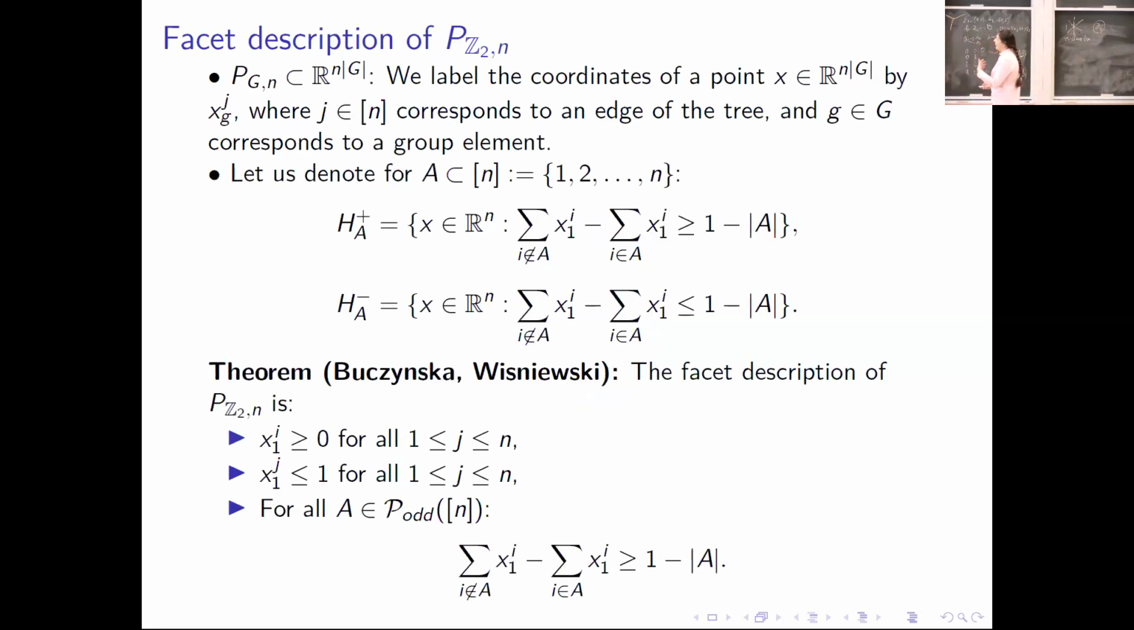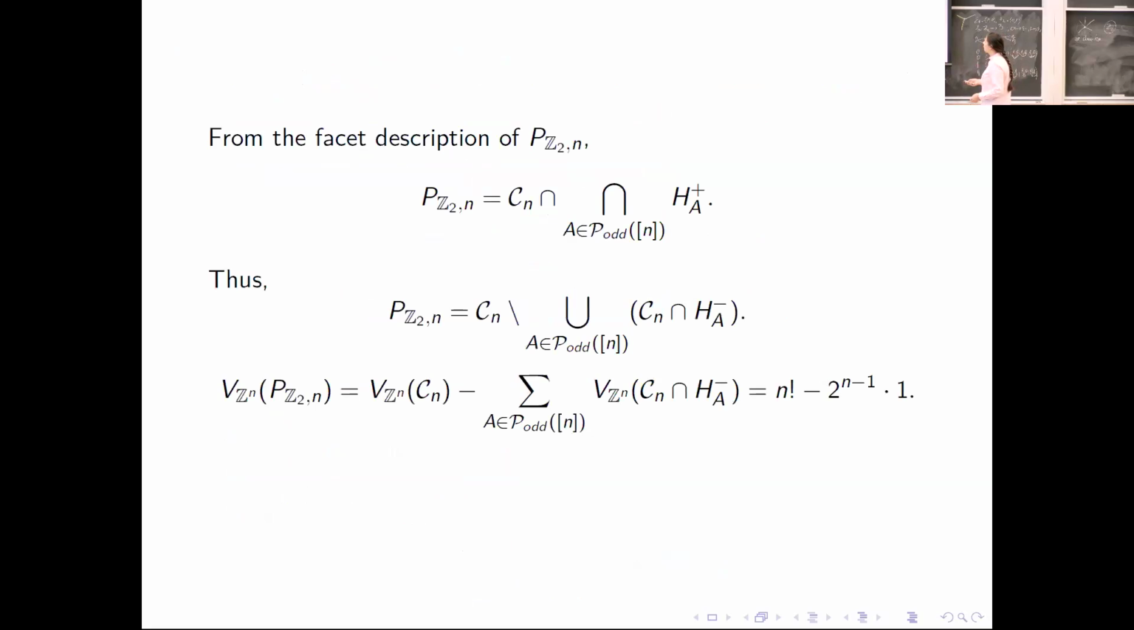And for Z2, the facet description looks like this. I'm not going to go too much into the details, but this is the facet description for Z2, and this is a result due to Buczyńska and Wiśniewski. From the facet description, we can visualize our polytope as the cube minus this union of intersections of the cube with hyperplanes. And we can compute the volume. This is the volume in the lattice Z^n. Okay, and we got n factorial minus 2^n minus 1 times 1.